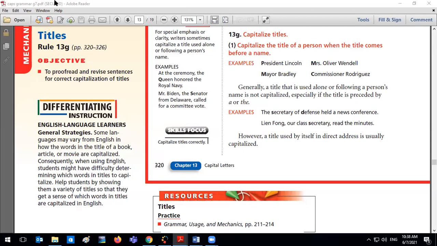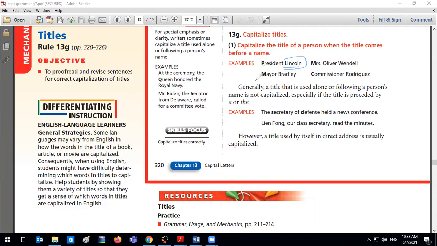Today we're going to discuss the capitalization of titles. If we're talking about Abraham Lincoln, and we say President Lincoln, you need to capitalize the P in president, as stated here, because it's followed by the name. So if I say President Obama, I need to capitalize the P in president because the name of the president is coming after the title.